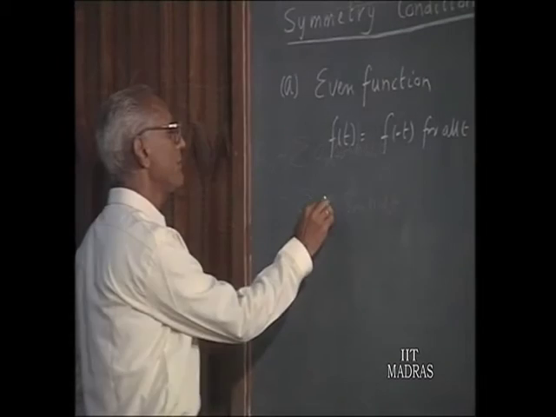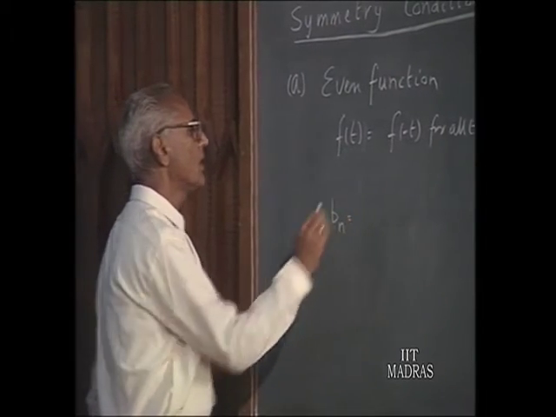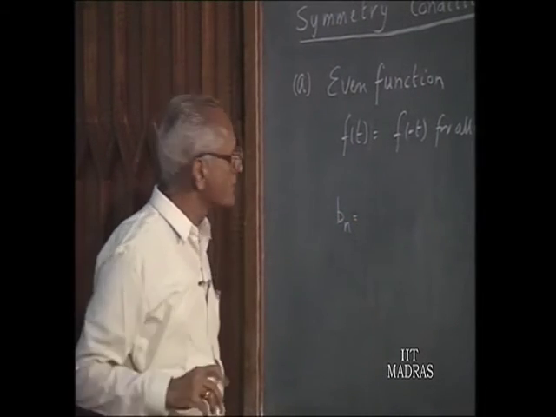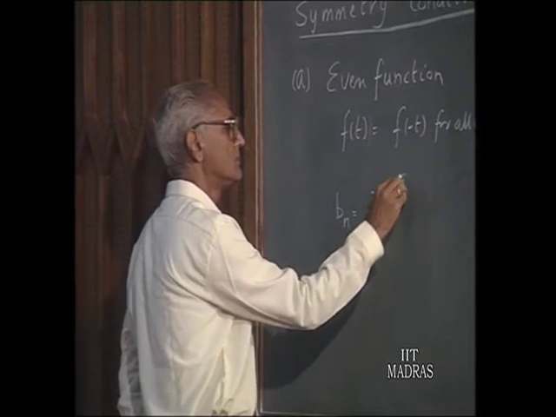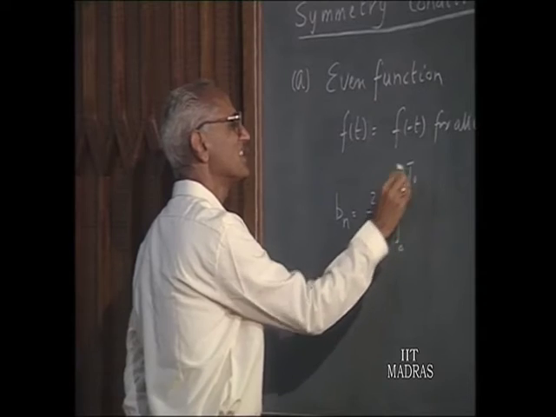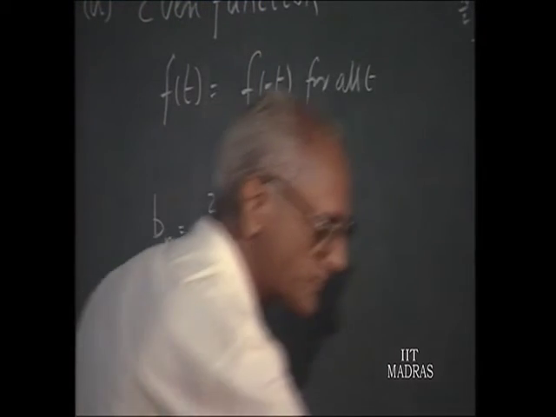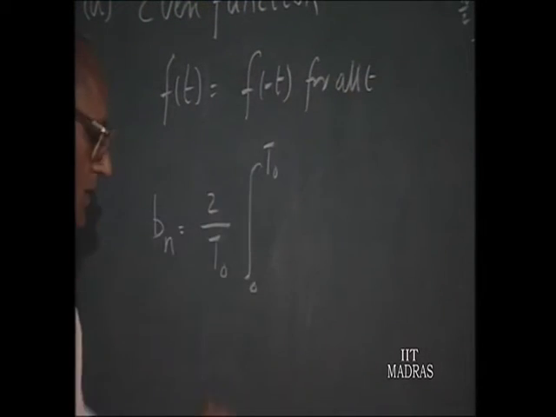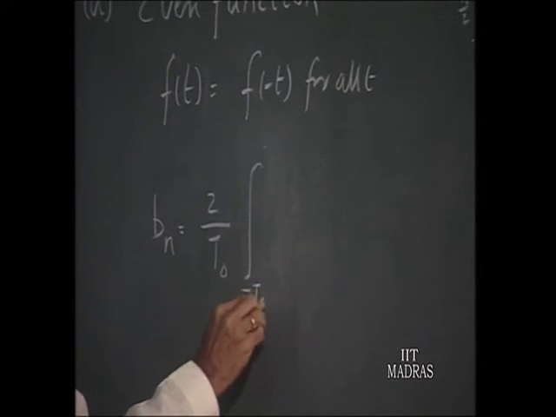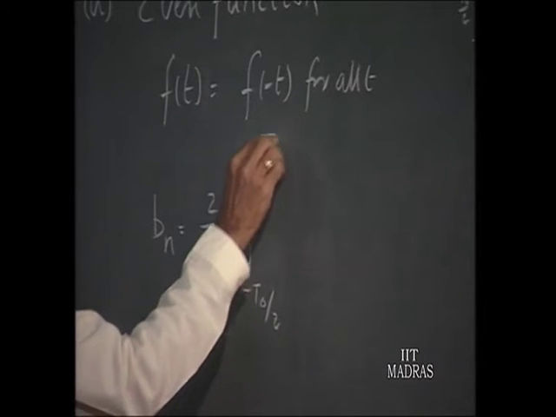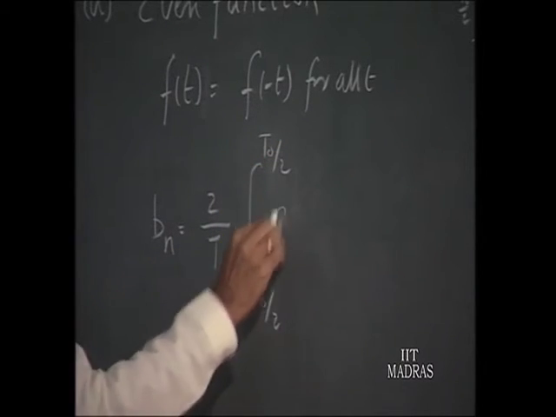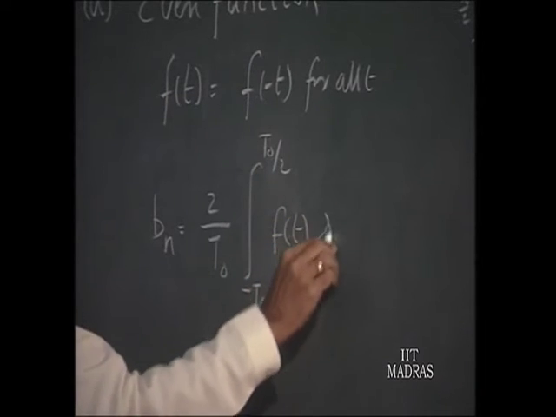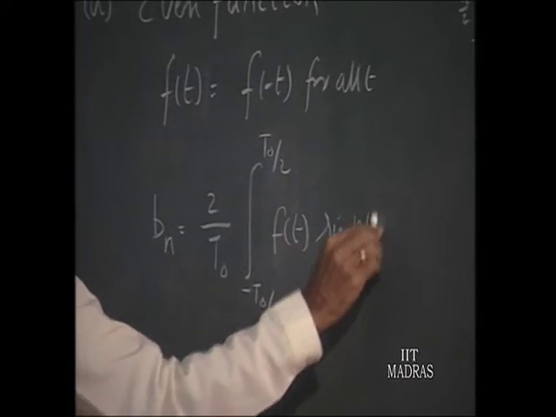So, if you evaluate b of n, you recall the expression for b of n is 2 upon t naught integral 0 to t naught, or I can also, for the sake of convenience in this regard, take this from minus t naught upon 2 to plus t naught upon 2, because this is more convenient for us in this context. f of t sin n omega naught t dt.